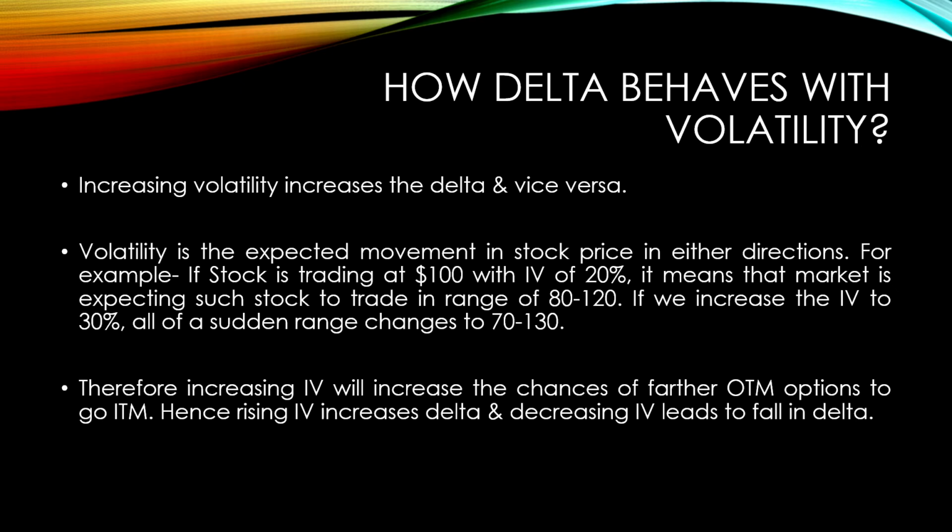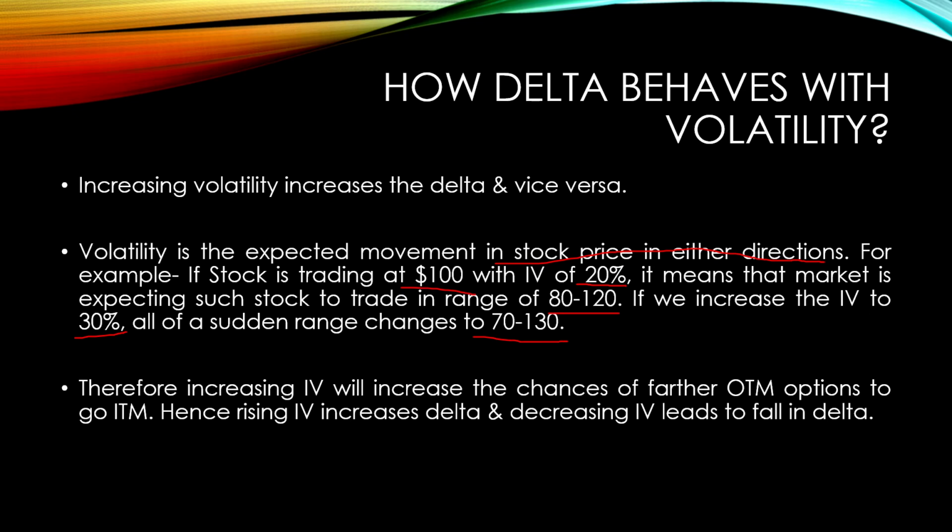Volatility is the expected movement in stock price in either direction. This is the simplest definition of volatility. If the stock is trading at $100 with an implied volatility of 20%, it means the market is expecting such stock to trade in the range of 80 to 120. If we increase the IV to 30%, all of a sudden the range changes to 70 to 130. So volatility is the expected range of the stock price, which the option market is predicting.